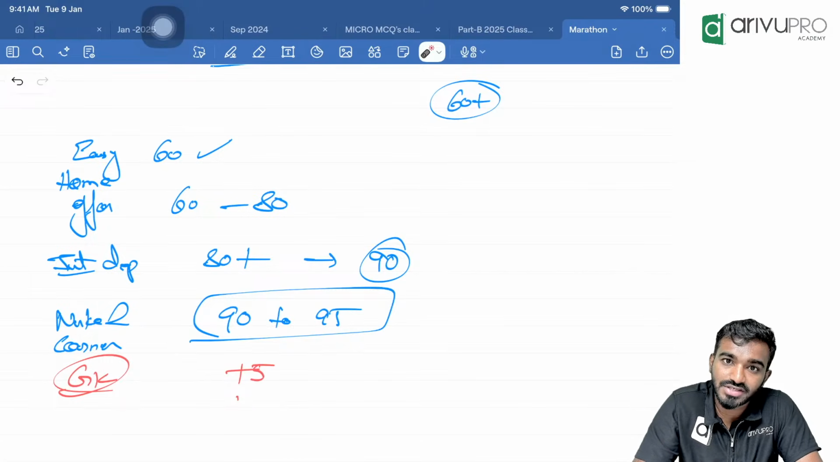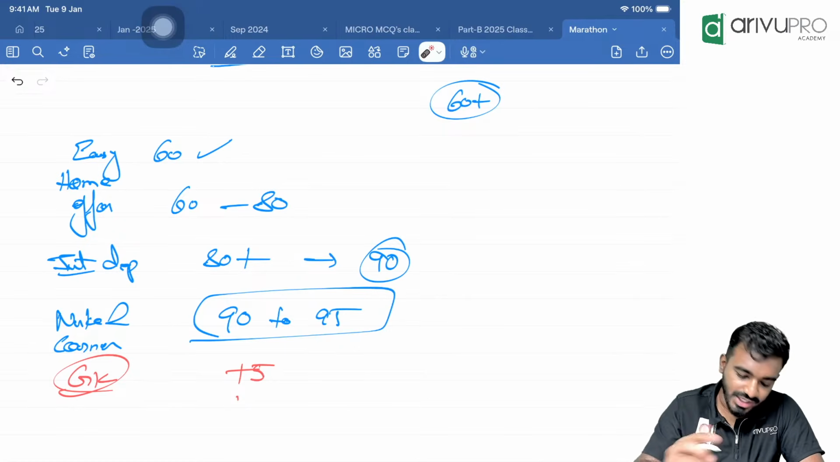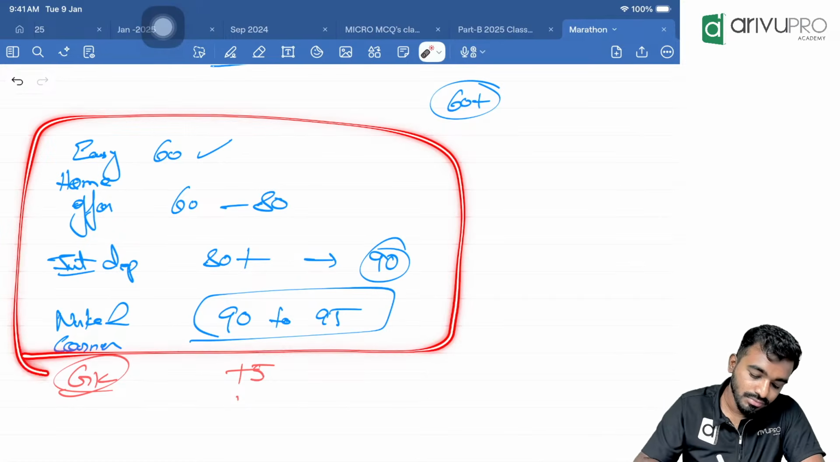Whatever GK questions you have studied, the same questions are appearing there, and you could crack it. So some 5 questions will always be from nook and corner, GK, some or the other thing, a bouncer will be there. So 95 is definitely in your control.